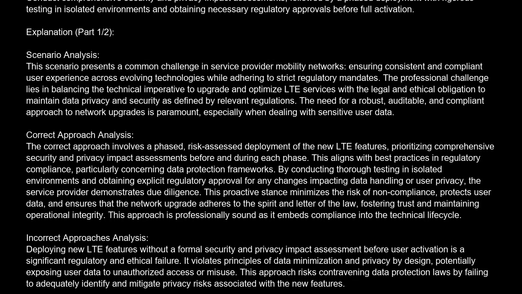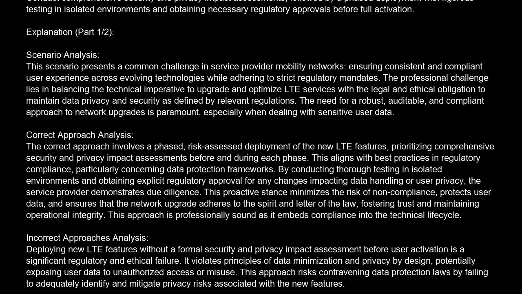The correct answer is A. Conduct comprehensive security and privacy impact assessments, followed by a phased deployment with rigorous testing in isolated environments and obtaining necessary regulatory approvals before full activation. Explanation: scenario analysis. This scenario presents a common challenge in service provider mobility networks, ensuring consistent and compliant user experience across evolving technologies while adhering to strict regulatory mandates.